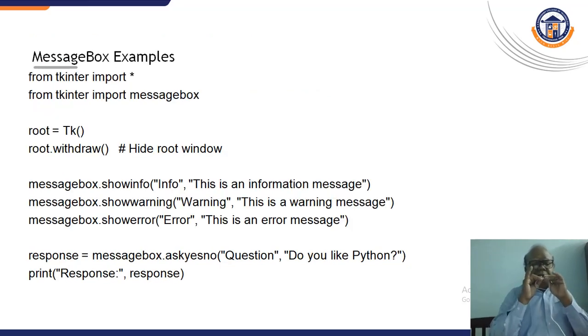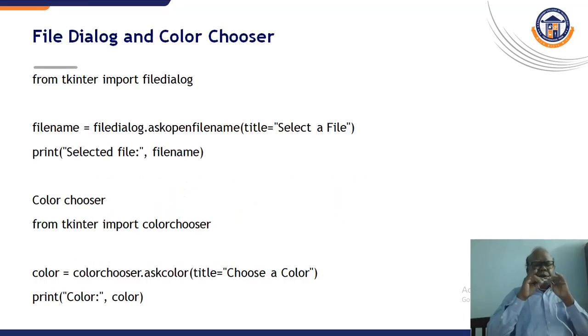So example you can see here, message box you are using info and you are printing the information. This is an information message, warning message, error message. Similarly, this is an example for color chooser.